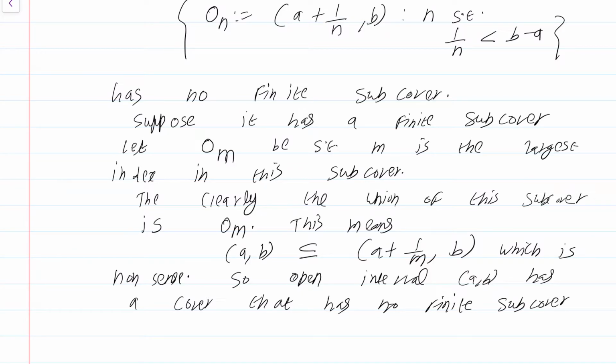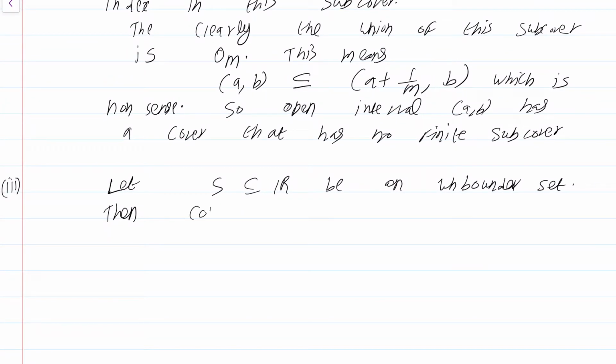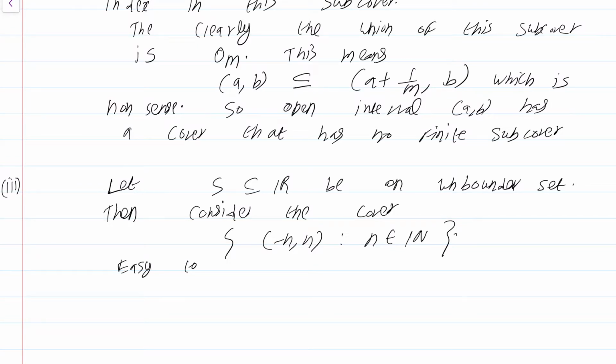Okay. Now, third example, let S subset of R be an unbounded set. Then consider the cover (-n, n) such that n is in the natural numbers. Again, easy to see that this cover has no finite subcover.